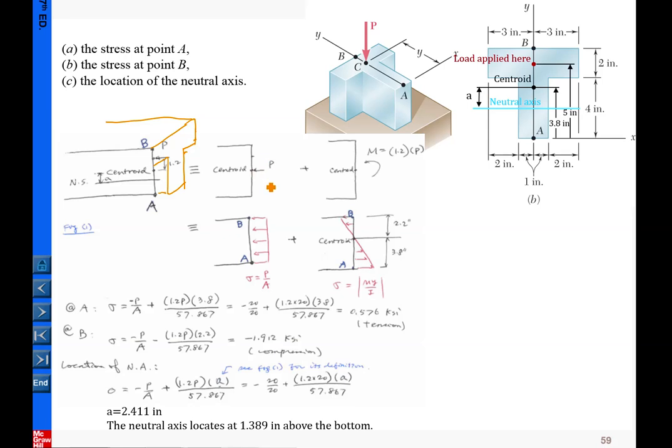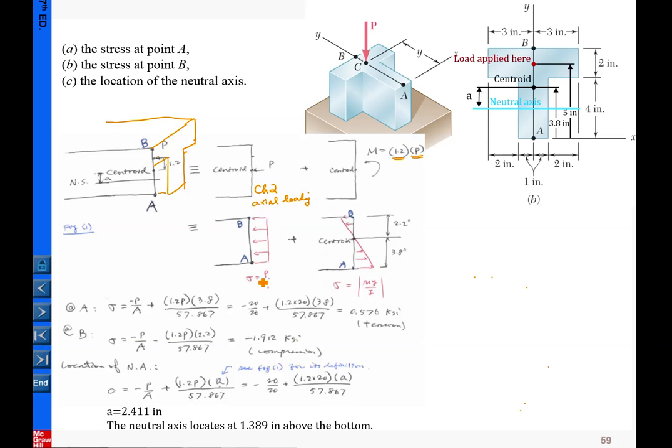Then, using superposition, we can decompose the loading such that the loading is applied at the centroid, plus the moment induced due to shifting the loading point to the offset here. That is the magnitude of P multiplied by the arm that is shifting here. So we have two cases. This case is what we learned in chapter 2 due to the axial loading.